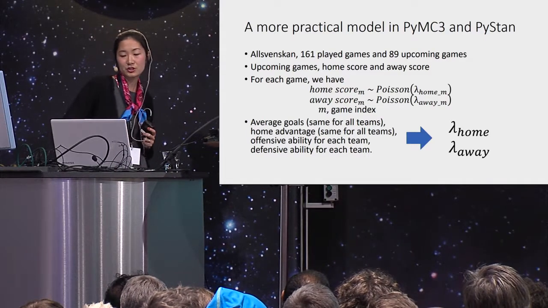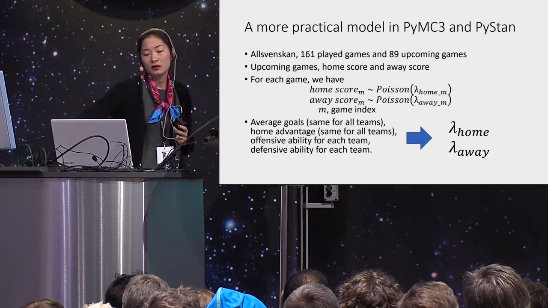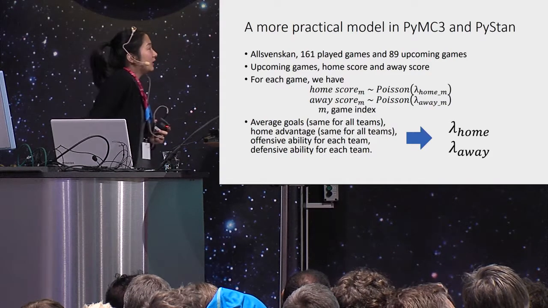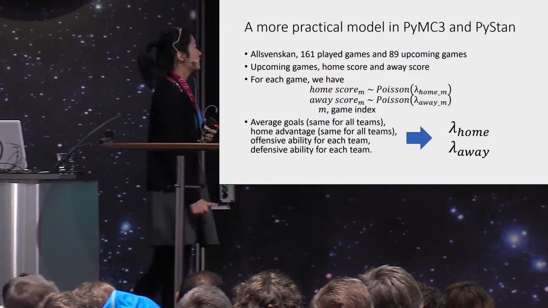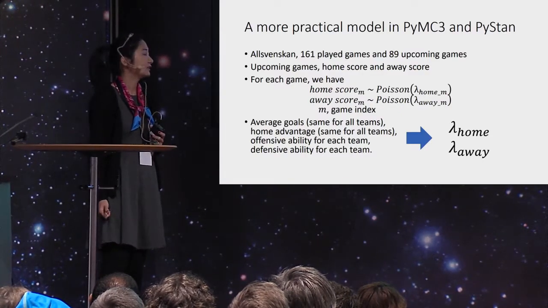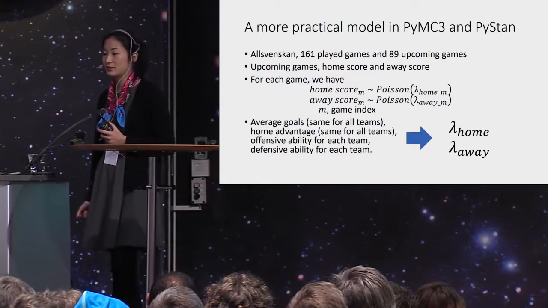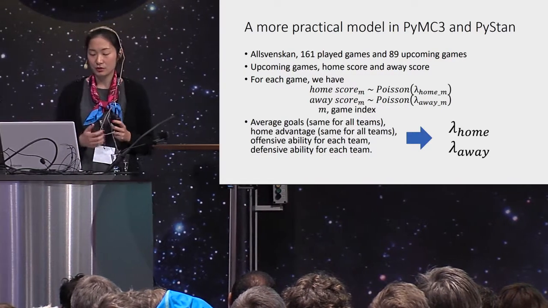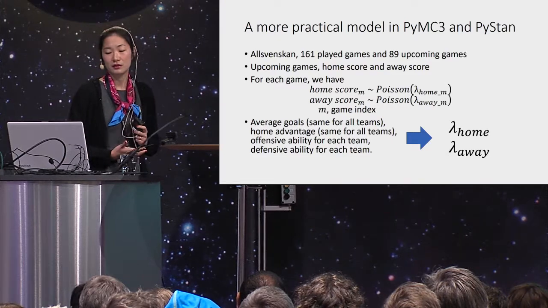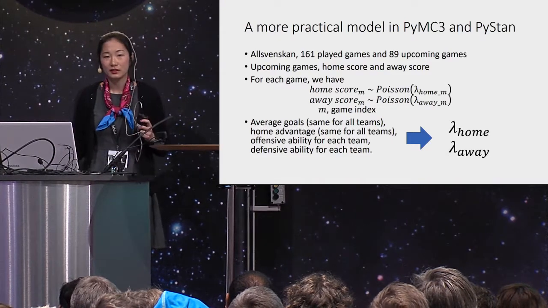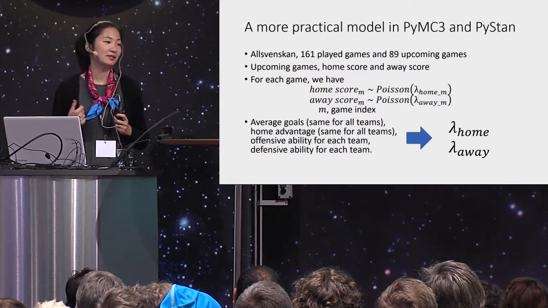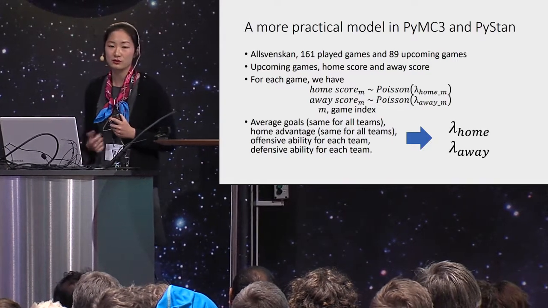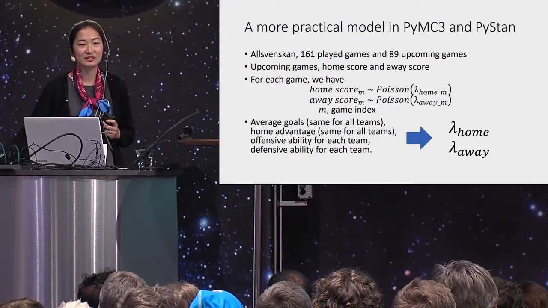And the next question is, how do I construct lambda? I used average goals, home advantage, offensive ability and defensive ability to construct lambda. My average goals and home advantage are the same for all teams. But the offensive ability and defensive ability are different across all teams. Does that make sense to you?